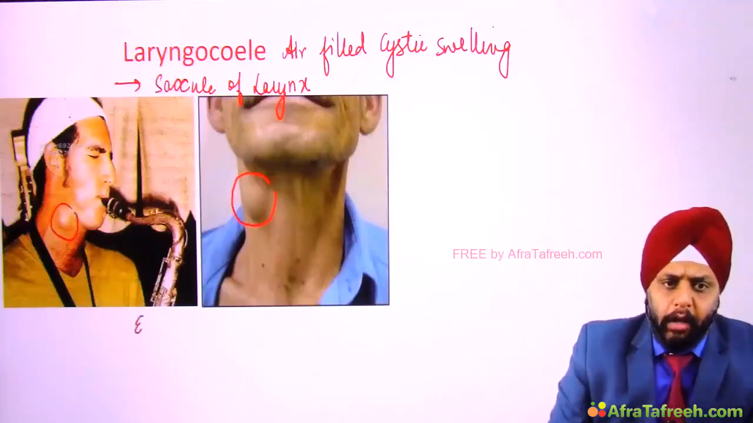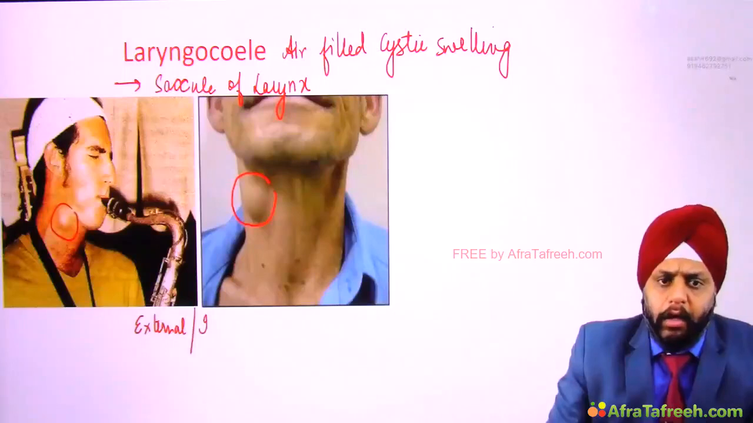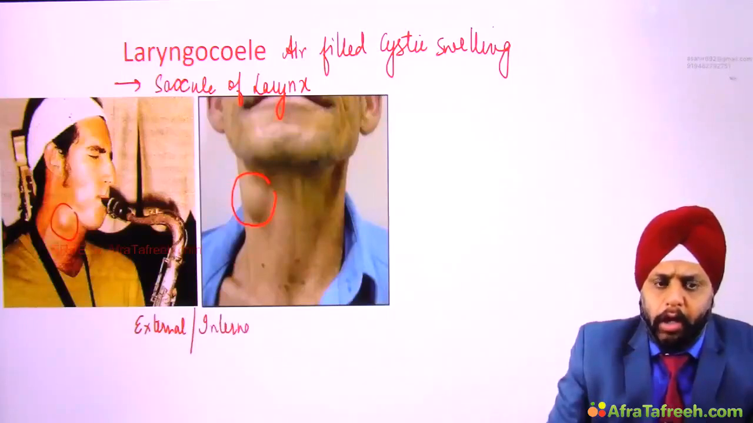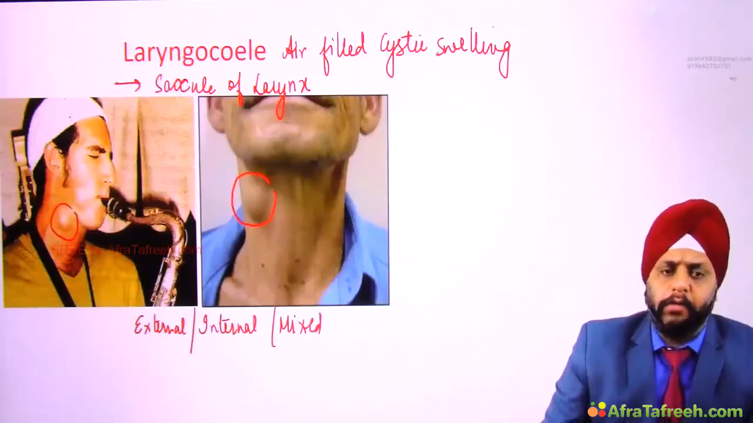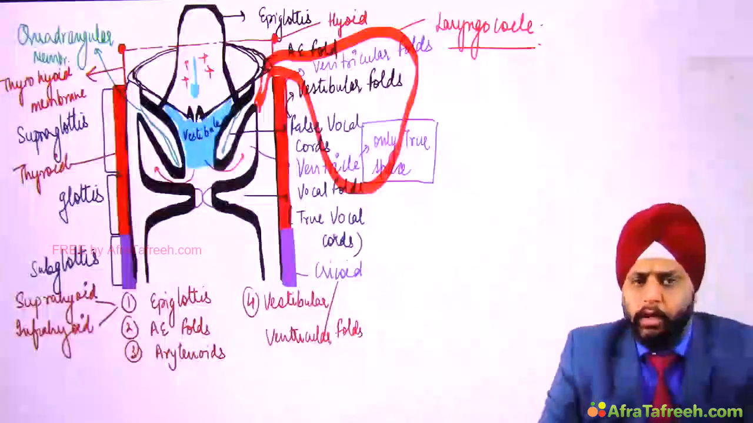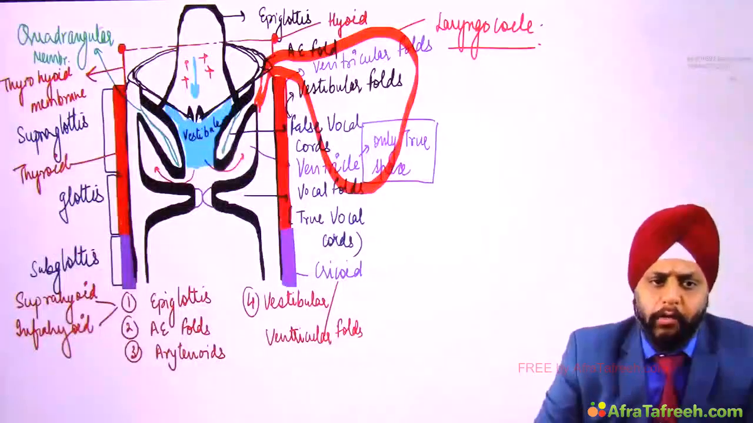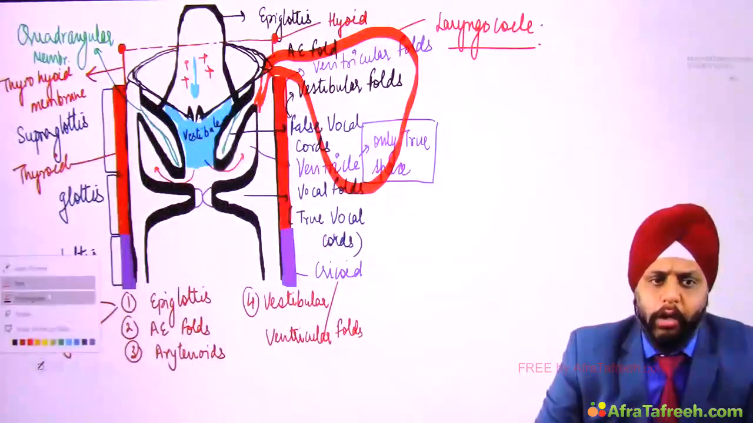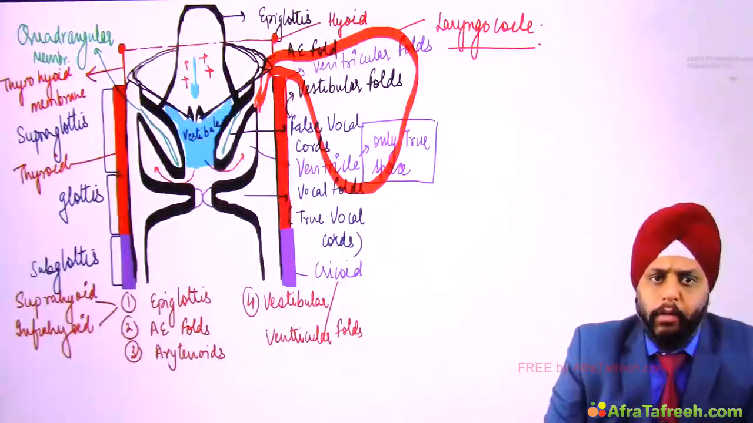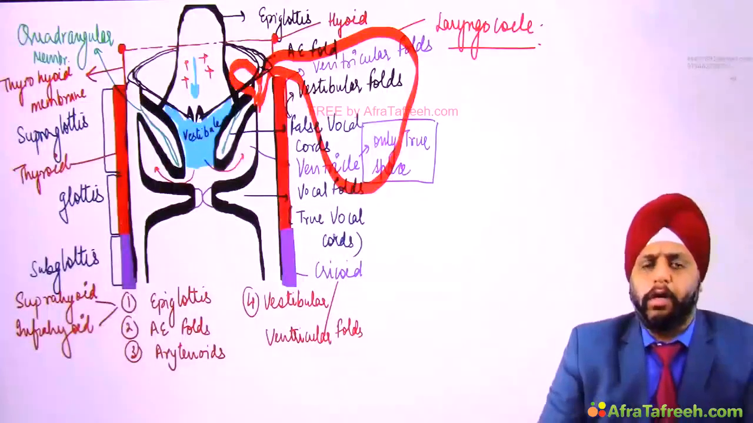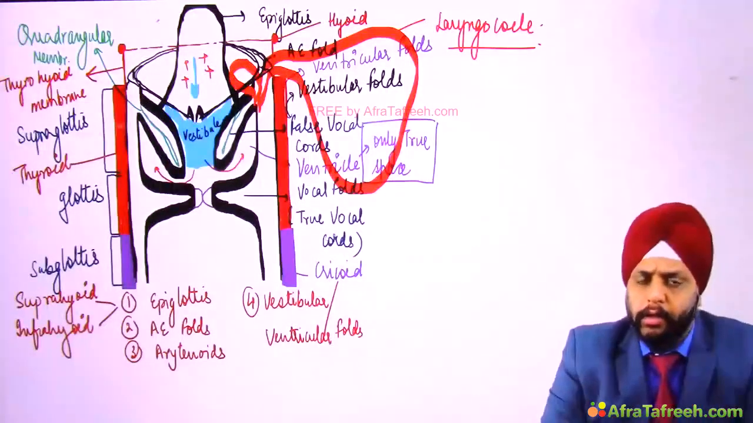It can be an external laryngocele, it can be an internal laryngocele, or it can have both the components. Okay, it can be a mixed laryngocele. Just look over here. What we saw was an external laryngocele, or it can grow inside. So it can grow like this. It can be an internal laryngocele, or it can have both the components, external and internal.